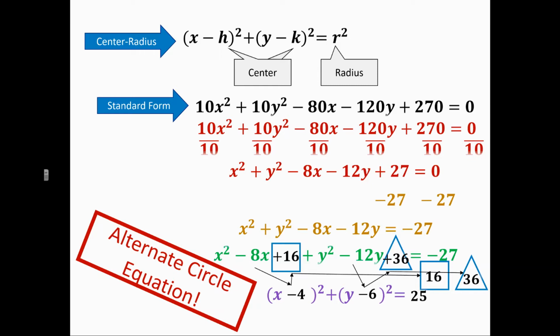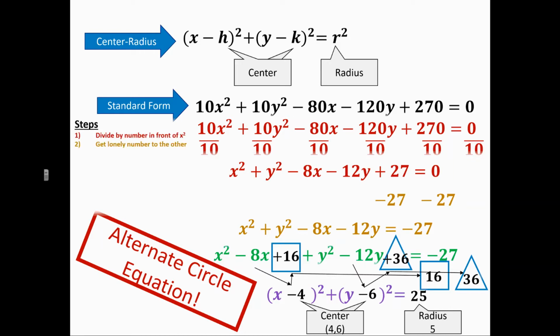And if you look, this is exactly the same equation we used for our Norman window, with the 4, 6 as our center and the 5 as our radius. So we've got our center and we've got our radius, and we have proven that this standard form of the equation is actually the same equation as our center radius form of the equation. It's just far more complicated. So complicated, in fact, that it's got 6 whole steps to get there.